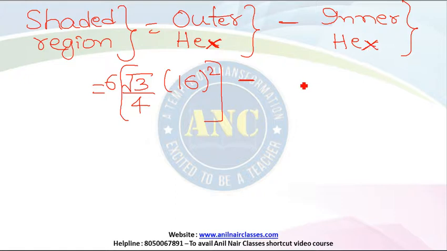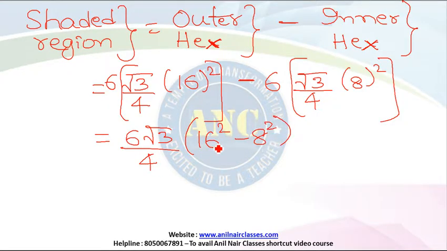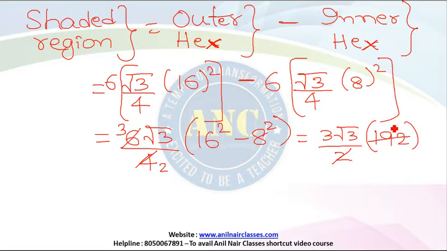For one equilateral triangle it is root 3 by 4 into 8 squared. For 6 equilateral triangles, it is 6 into root 3 by 4 into 8 squared. If I take 6 root 3 by 4 as common factor, I am left with 16 squared minus 8 squared, which is 256 minus 64. Further simplifying, this is 2 into 3, this is 2 into 2. So this is nothing but 3 root 3 by 2 into 256 minus 64, which is 192. So 2 into 96 is 192.